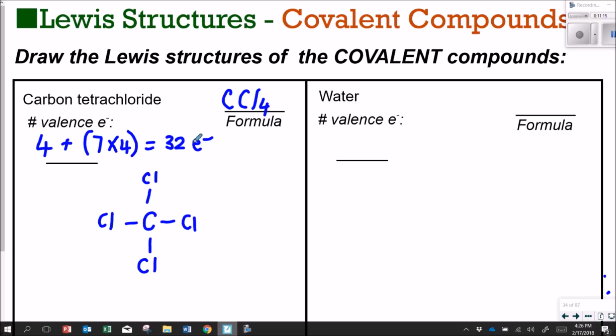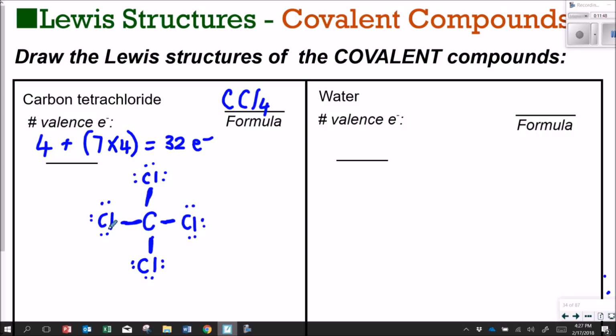Now I give an octet to all the peripheral atoms. Chlorine already has 2 in the bonded area. 3, 4, 5, 6, 7, 8. Notice that I'm putting the electrons in pairs every time. I repeat this for each of the remaining chlorines: 2 in the bonded area, 3, 4, 5, 6, 7, 8.